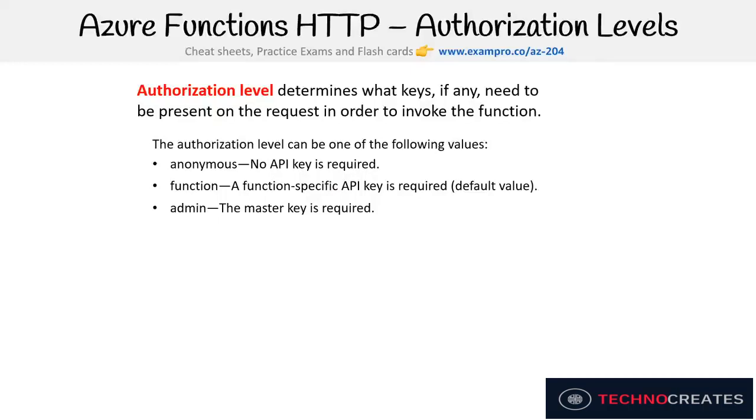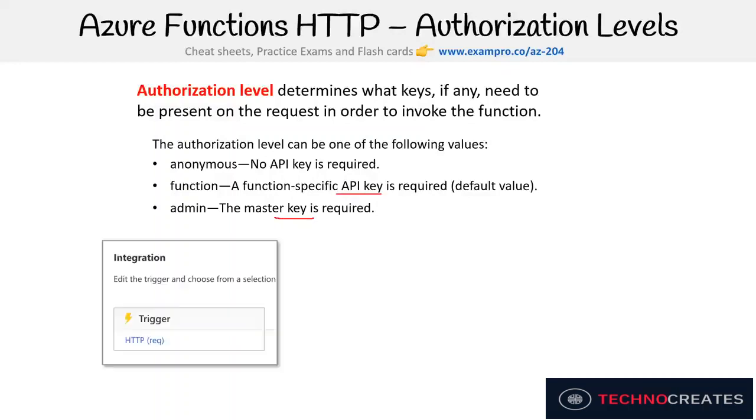For function, you'll need a specified API key. This is the default value when you're creating your functions, and generally recommended as the means to use. Or you can have it so that it has to use a master key to be required. Yes, it's called master key, I'm just going to use the word main key.